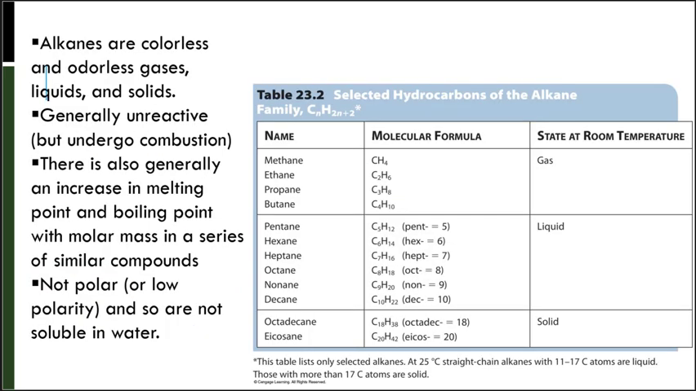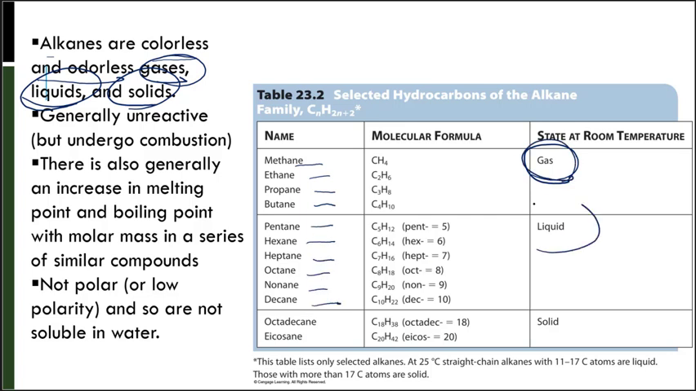Looking at some properties of alkanes. Alkanes are colorless and odorless gases, liquids, and solids. We can see here that methane, ethane, propane, and butane are all gases. Pentane, hexane, heptane, octane, nonane, and decane are all liquids. And then we get into solids when we get into some of those big hydrocarbons.